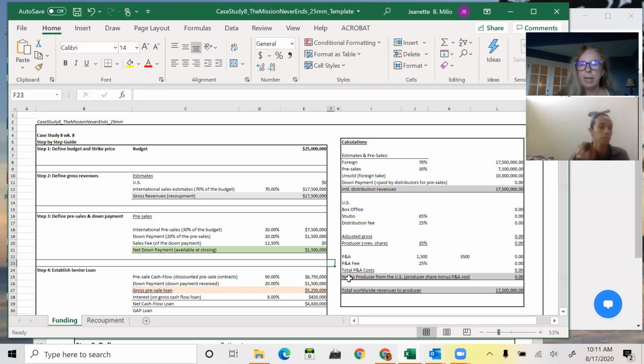I want to get paid on the money that you're making. So he's going to charge us our sales fee on this amount that we received, which is really just the $1.5 million, right? Now I'm calculating.